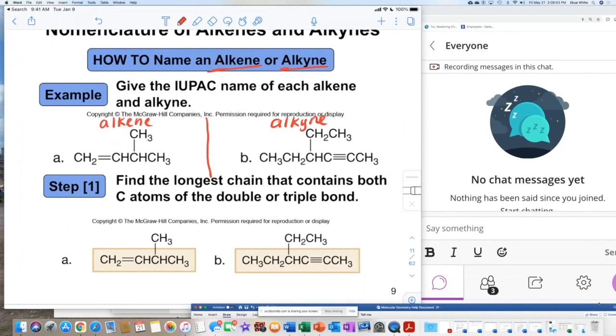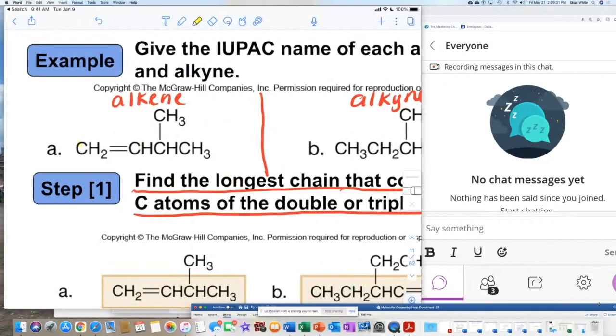Okay, so just like we did yesterday, you have to find the longest chain, but this time it's not just any longest chain. Find the longest chain that contains both carbon atoms of the double or triple bond. So you want to find the longest chain, but the longest chain has to have the double bond. And it has to contain both of the carbons holding the double bond. That means you can't count from up here and go left and say that's your longest chain because you left out the carbon-carbon double bond, right? So here, let's see, you start from the left and then go to the right, okay?